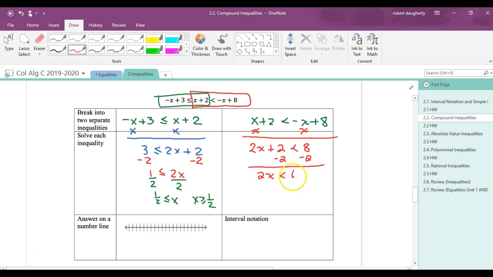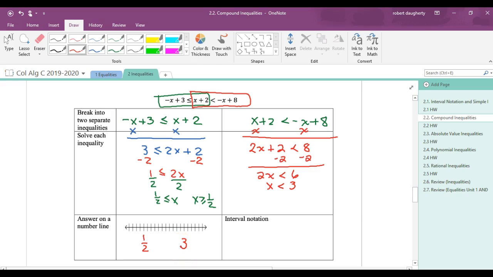2x is less than 6. Therefore, x is less than 3. Which of these numbers is smaller, 1/2 or 3? 1/2. So I write 1/2 right here. I write 3 over there.